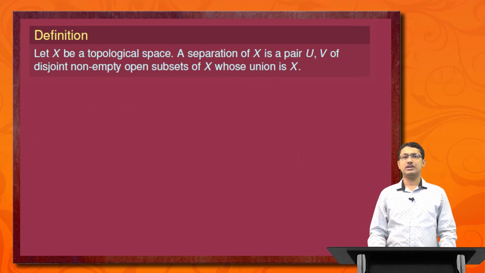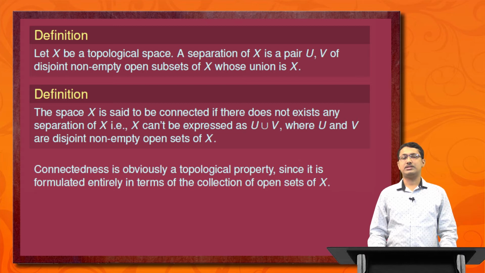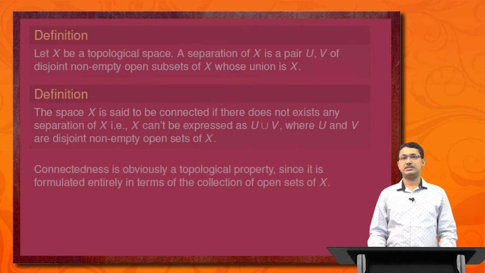Now we shall introduce the definition of connectedness. A topological space (X, tau) is said to be connected if there does not exist any separation of X. That is, X cannot be expressed as a disjoint union of two non-empty open sets. Naturally, connectedness is obviously a topological property because it depends on the collection of open sets of X.